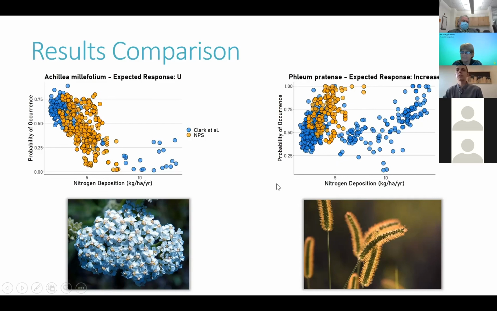So I think what these results show, first, you can really see the limitations of the deposition gradient that we're dealing with, because we're not really seeing what's happening above 7 kilograms per hectare per year. And second, since we're dealing with different spatial distributions of these species, we might need to adjust the models to account for that.